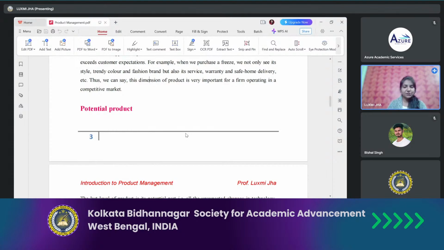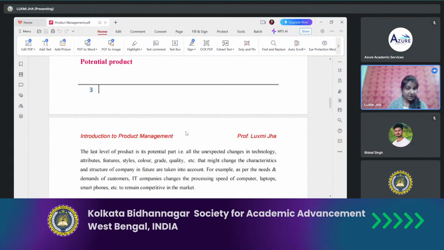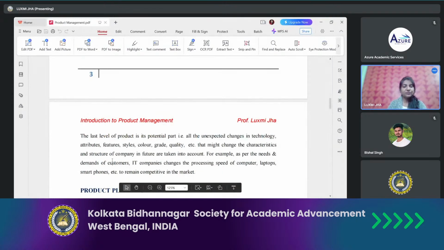Coming with the potential product. So what does the term potential product talk about? As the term potential suggests, the last level of product is the potential part, that is, all the unexpected changes in the technology, attributes, features, style, color, grade, quality that might change the characteristics and the structure of the company in future are taken into account. So basically, this is a particular product which actually gives this kind of satisfaction to the consumers.